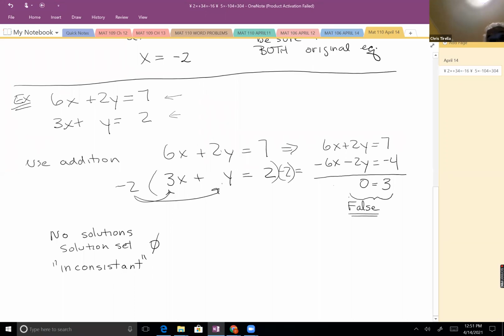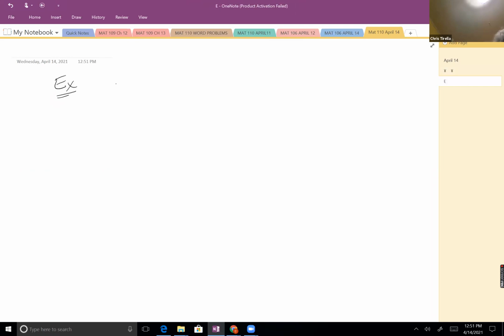And so go through, double check your arithmetic, double check your algebra. But if you end up with a false statement, there's no solution. And it does happen. Next example. Let's look at 4x minus 2y equals 2. And 6x minus 3y equals 3.